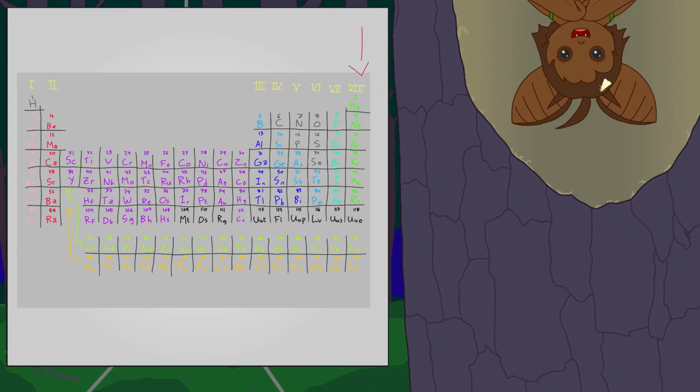The rightmost column is the noble gases. Those have full electron layers, so they don't easily react with other atoms. Oh, and the middle 10 columns of the periodic table, those are the transition metals. They're a bit irregular, so you have to refer to a formula and all that. Honestly, best leave it at that.